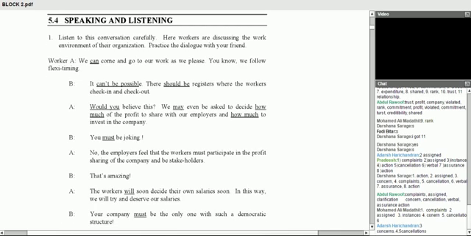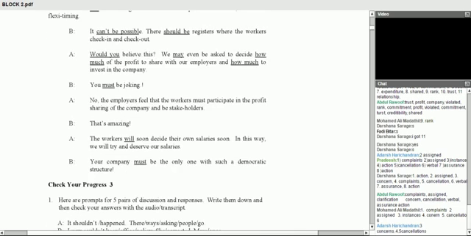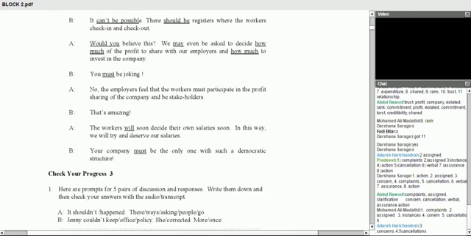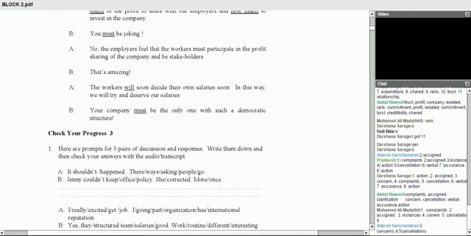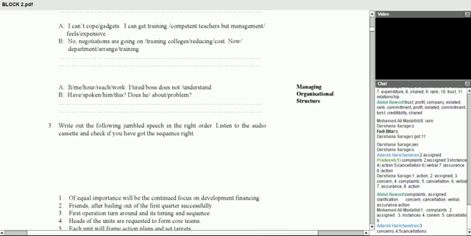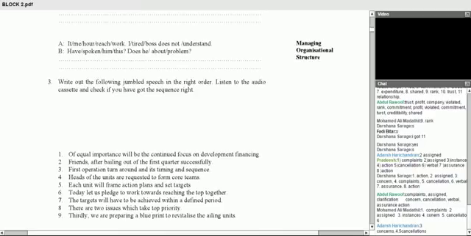Listen to this conversation here. Here workers are discussing the work environment of their organization. Practice the dialogue with your friend. There are the prompts for five pairs of discussions; write them down and check the answers. Wait, this need not be done. This should not be done. Wait, my mouse has got stuck. Just a second, please.